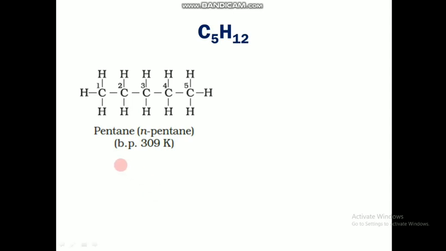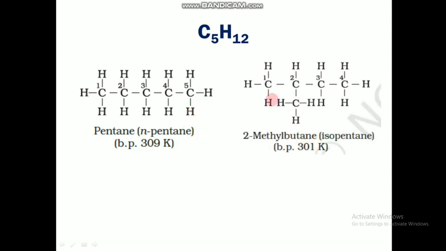Another compound we are considering here is C5H12, which is pentane. The first structure is n-pentane, the normal pentane with the straight chain. If you see, there are 5 carbons and 1, 2, 3, 4, 5, 6, 7, 8, 9, 10, 11 and 12 hydrogens are also there. The same structure you can write in a different way like this. If you write it in a different way, it becomes another compound. So this is 2-methylbutane with a boiling point of 301 Kelvin. The boiling point also changed there, and other properties also.